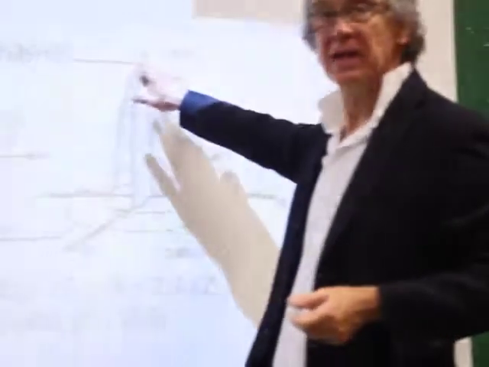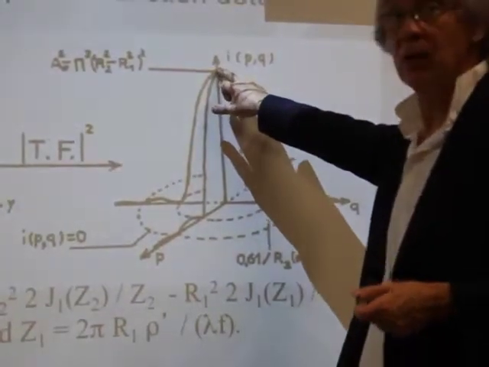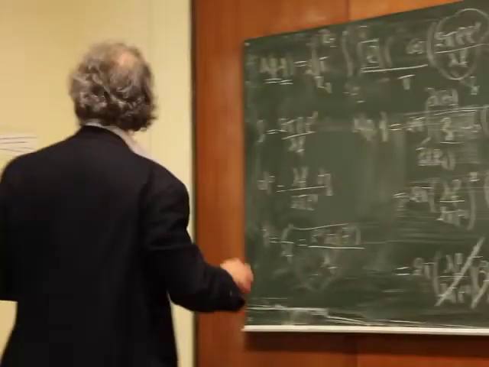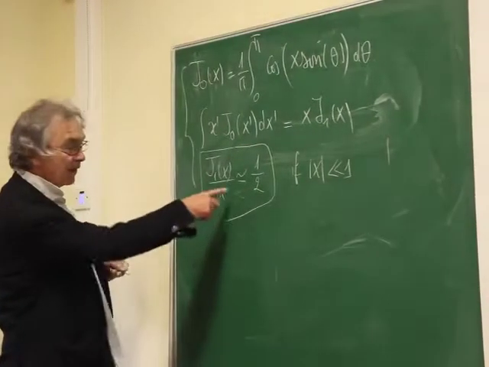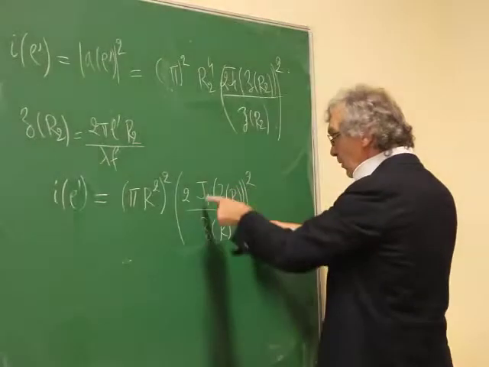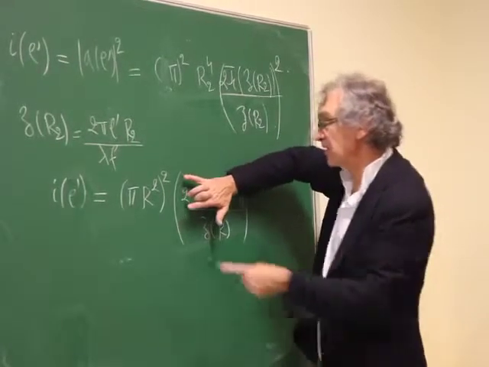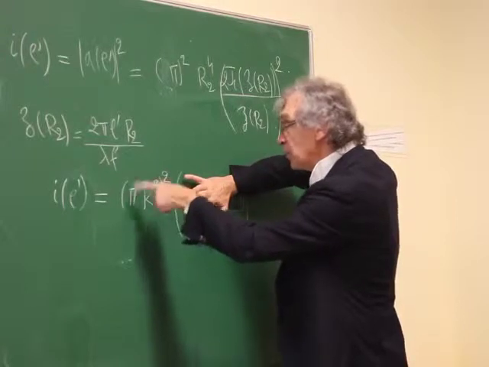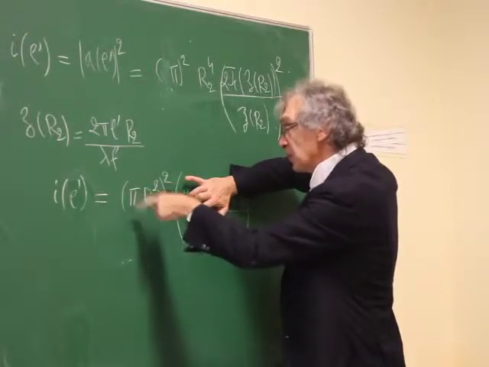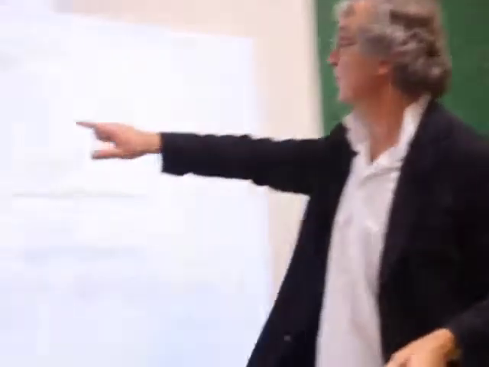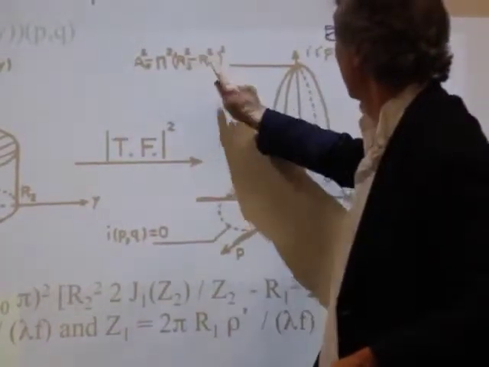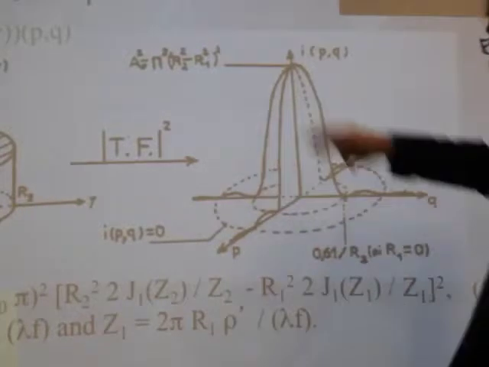Now, what is the maximum intensity that I observe? Well, this is obtained for rho equal to 0, rho prime equal to 0. Well, I know that when rho prime equal to 0, or x goes to 0, J1 over x is about 1/2, which means that this quantity J1 of Z over Z goes like 1 over 2. So 2 divided by 2, it's 1. So I see that the maximum intensity is equal to the square of the surface of the collecting area. This is the surface of the mirror, you see? So this is what you see here, because R1 I did not consider here. So this is the maximum intensity.